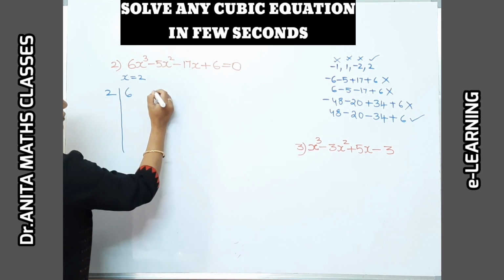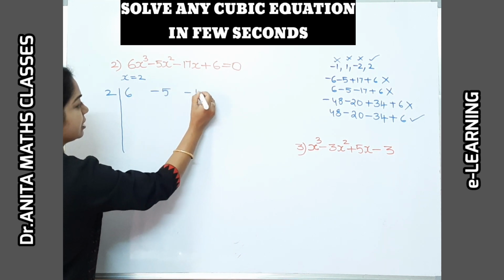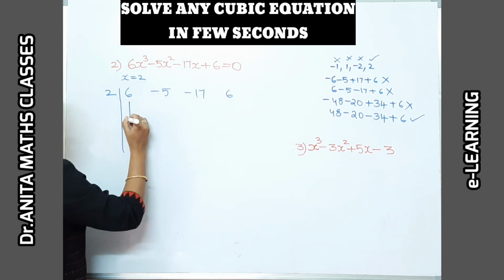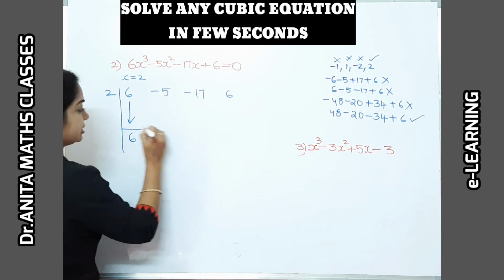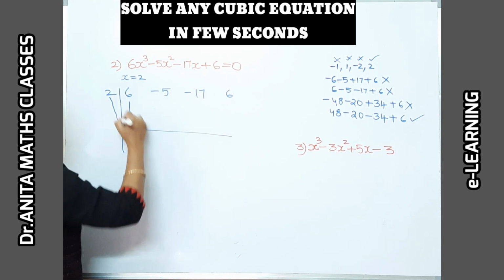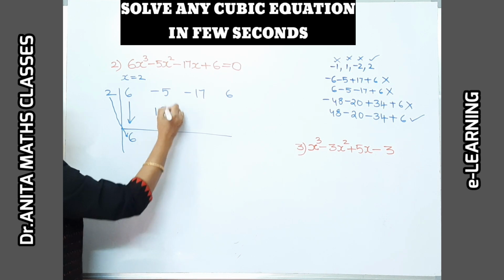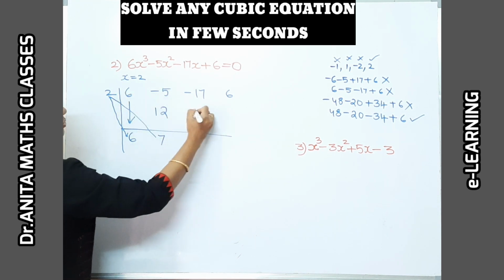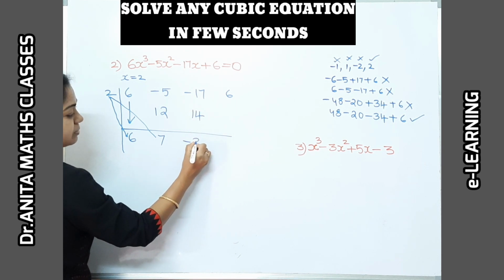Let's write the coefficients and the constant, the last one, along with the signs. Let's drop the first one as it is. 6 as it is, and diagonally you have to multiply. 6 2s are 12. So this comes to 7. So again multiply. 7 2s are 14. So this comes to minus 2.